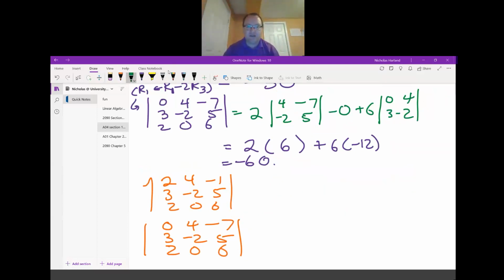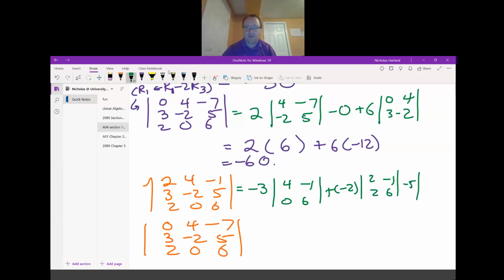But instead of expanding along row 2 or row 3, I'm going to expand both of these along the second row instead. So this is negative 3 times 4106, plus negative 2 times 2 negative 126, and then minus 5 times 2 420. For this one, the last row stays the same, but the first row changes.